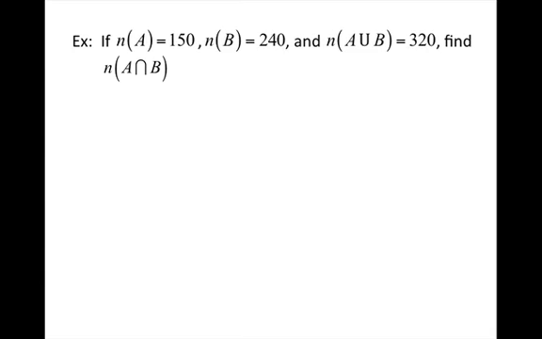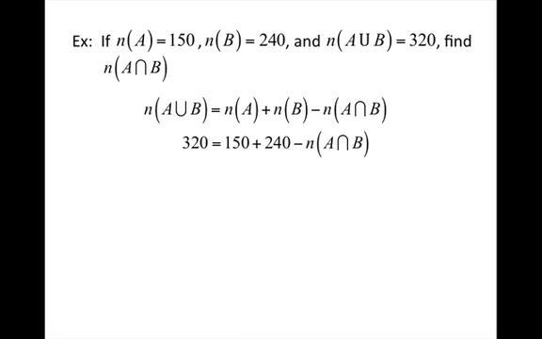In the next example, the number of elements in set A is 150. The number of elements in set B is 240. There's 320 total elements. The union contains 320 elements. And I want to find the number of elements in the intersection. So begin with the formula. The number of elements in the union is 320, so 320 equals 150 from set A plus the 240 from set B, and then we subtract the intersection.